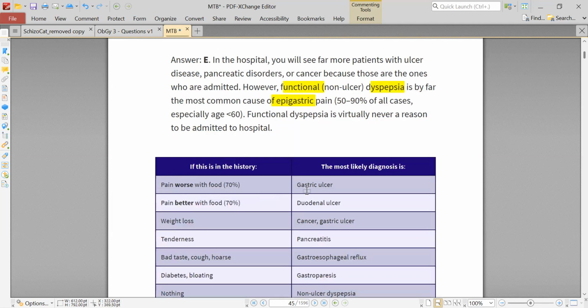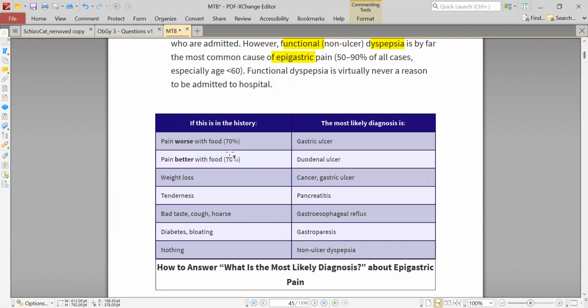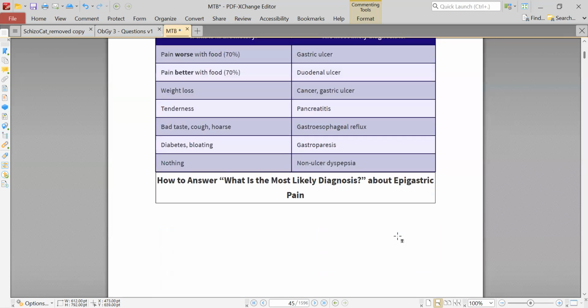Pain worse with food, so this table is important. Pain worse with food is going to be gastric ulcer. Pain better with food is going to be duodenal ulcer. If there is weight loss, then think about cancer, gastric cancer. If there is tenderness of the abdomen when you are palpating, that means this is pancreatitis, either acute or chronic pancreatitis. Bad taste, cough, or hoarseness of the voice can be GERD. If a patient is diabetic and has very bad bloating, then it's gastroparesis. If there's nothing, then it's non-ulcer dyspepsia, just a normal dyspepsia.